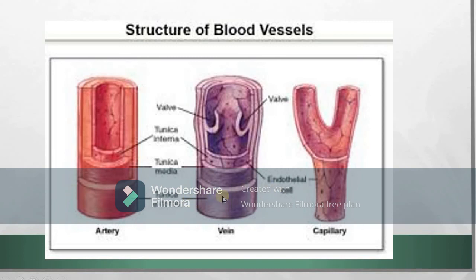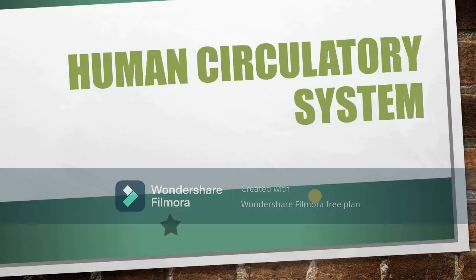This is the vein and the artery. The only difference between the vein and artery is that the walls of the artery are thicker than those of the veins. And here are the capillaries. Capillaries are smaller and thin, and they only contain the epithelial layer.